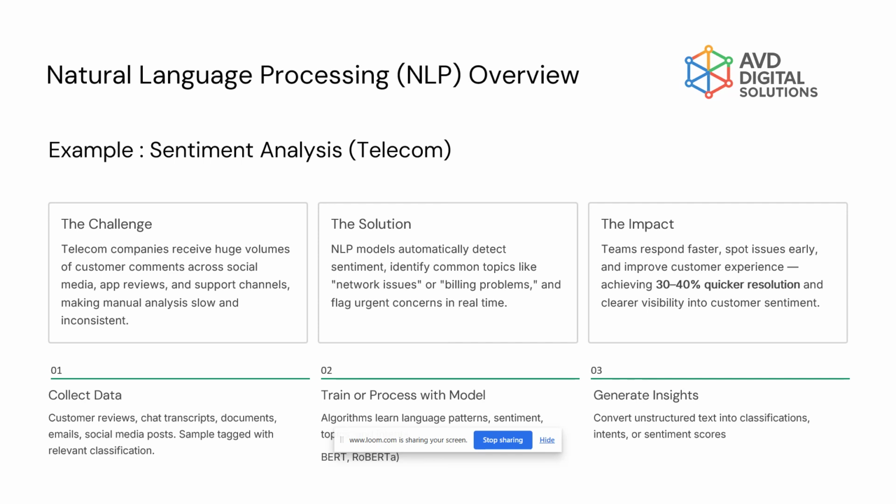In this case also, the basic workflow to develop these kinds of systems is as follows. Number one, you collect data. You collect customer reviews, chat transcripts, your documents, data in the form of text. Once you have this data available, you train a natural language processing model that is able to understand the language patterns, sentiments, topics, and intents exhibited in the examples that you shared, and thus it is able to process similar kinds of data that it hasn't seen before.